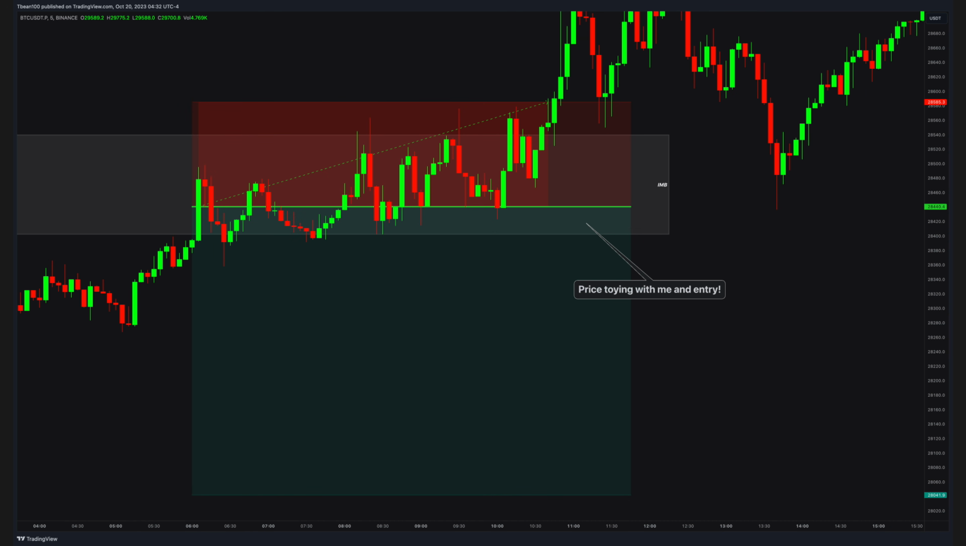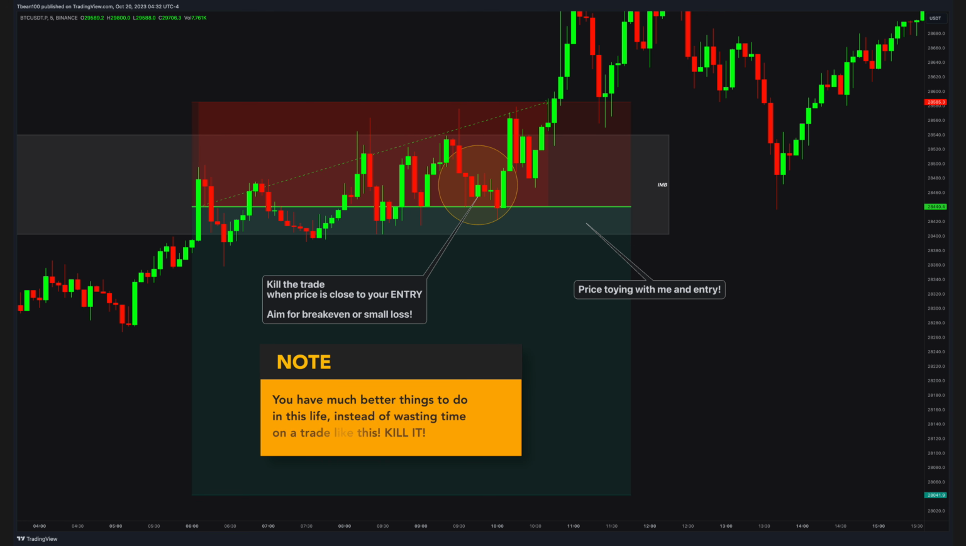As you can see, price toys with me and my entry. My trade got stuck between my entry and stop loss. So the moment the price comes close to your entry, kill it with a small loss. Why in the world do I have to deal with this trade?